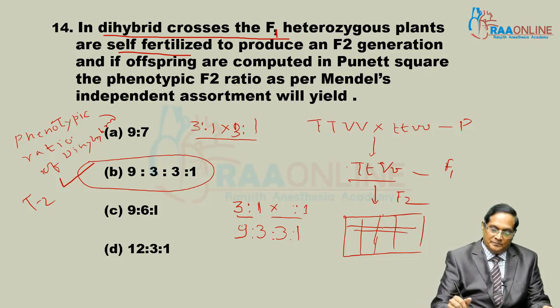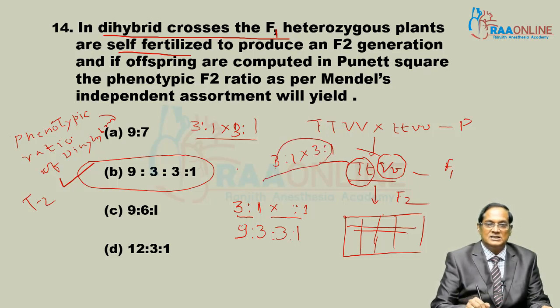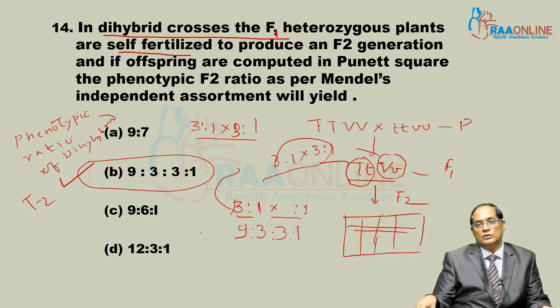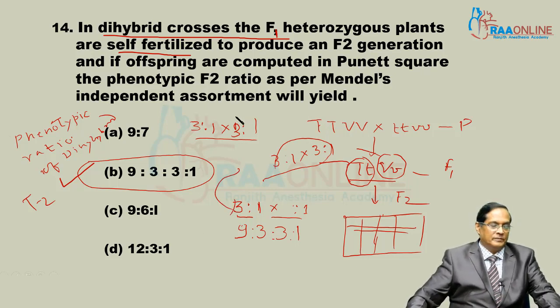So better, this is a monohybrid area, and this is a monohybrid area. If this particular plant is selfed, you will get the 3:1 ratio. Similarly, this is also monohybrid. So if it is crossed, then multiply 3:1 with 3:1. Then you will get this answer easily without making a checkerboard.